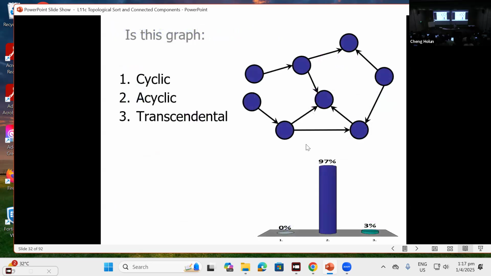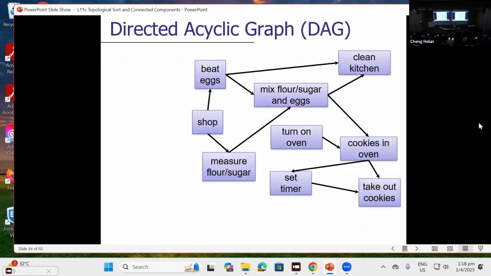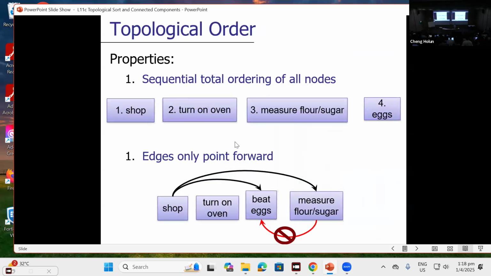Okay, so can you tell me, is this graph cyclic or acyclic? Hey, the answer is there. Okay, it's acyclic. Although this graph has some rounding, it is actually acyclic. So, how do we actually compute a sequence like that? This is called topological ordering.